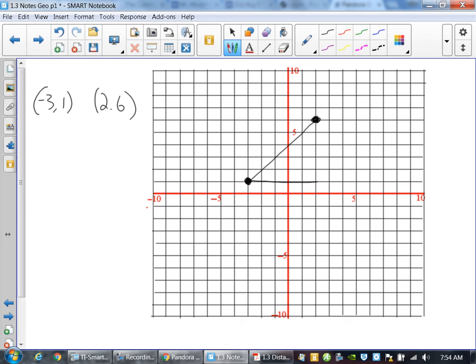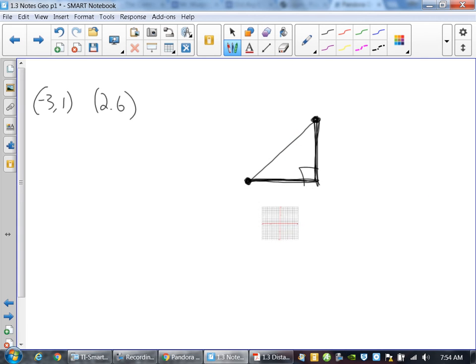Because what we do is we find the horizontal distance and we find the vertical distance. And it makes a right triangle. And what's the formula that everybody remembers about right triangles? We know that the Pythagorean theorem is a squared plus b squared equals c squared. Well, this c squared then actually becomes the distance between two points.